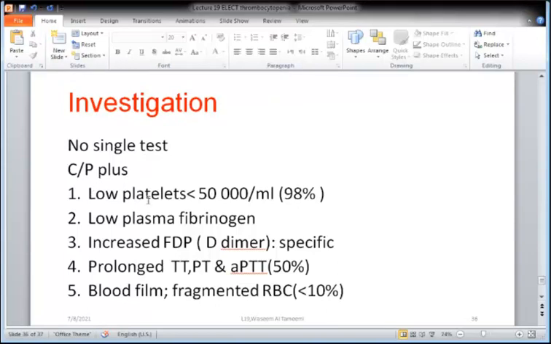وهي thrombocytopenia, platelet count أقل من 50,000, which is almost always present in patients with DIC. Low plasma fibrinogen, hypofibrinogenemia, increase in the FDP, which is the D-dimer, which is specific for DIC, prolonged thrombin time, prolonged PT, and prolonged APTT, but this is present only in 50% of the cases due to consumption of the coagulation factors. And by blood film, there are fragmented RBCs, usually less than 10%. I'm نفرقها من البرايمري microangiopathic hemolytic anemia.